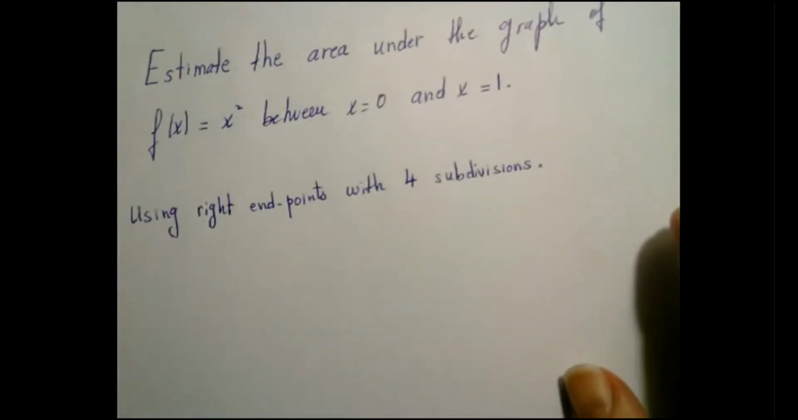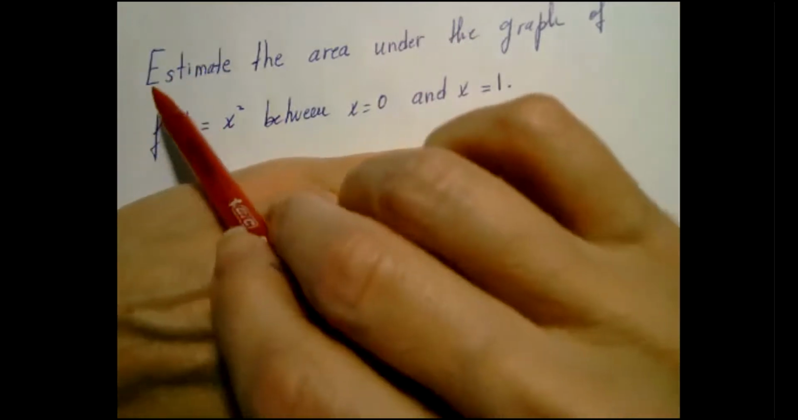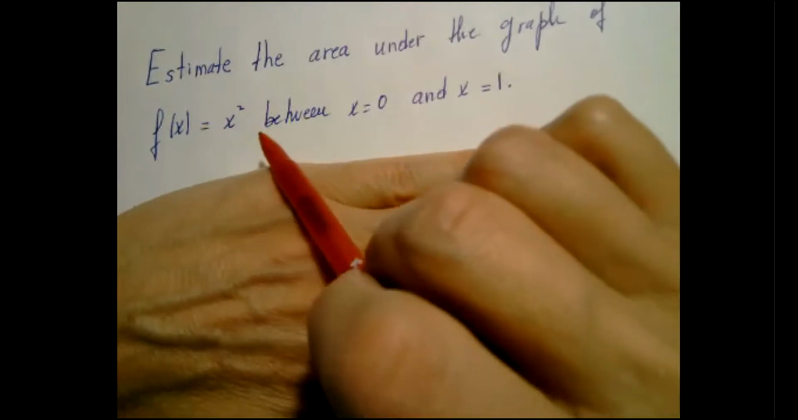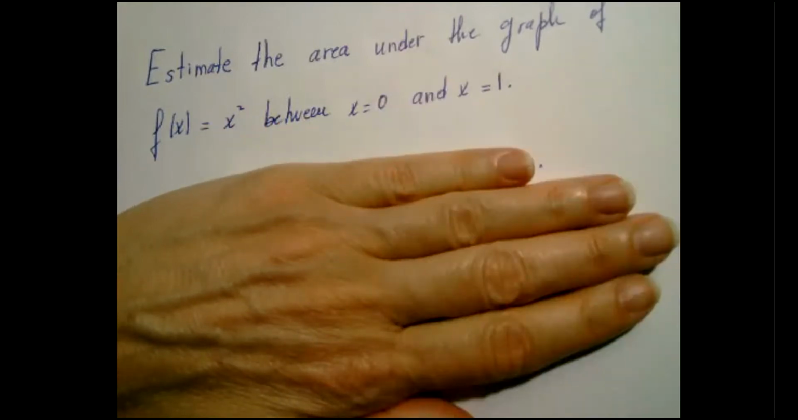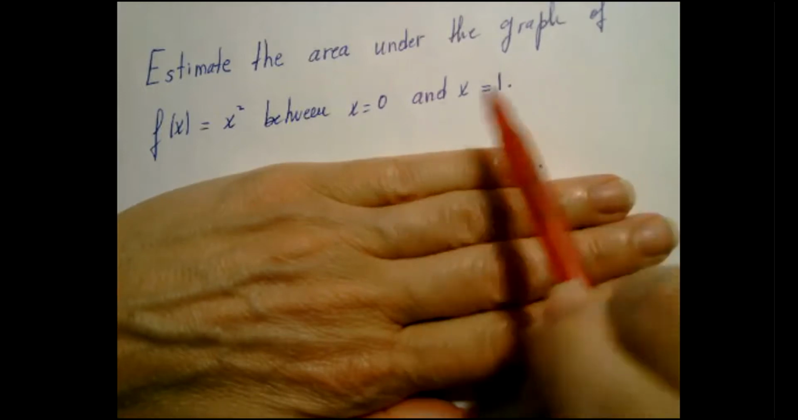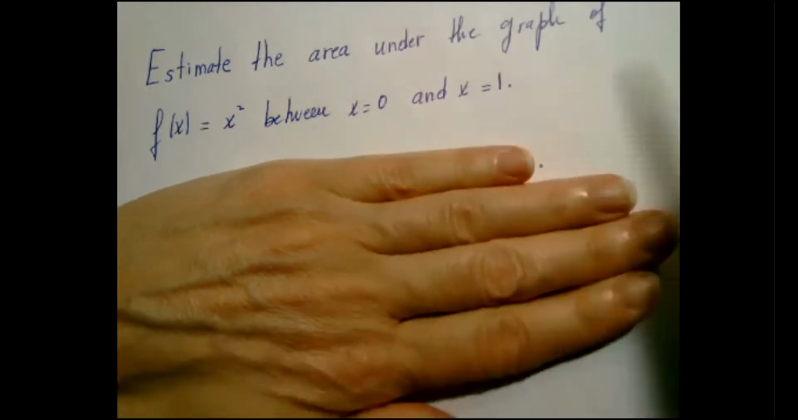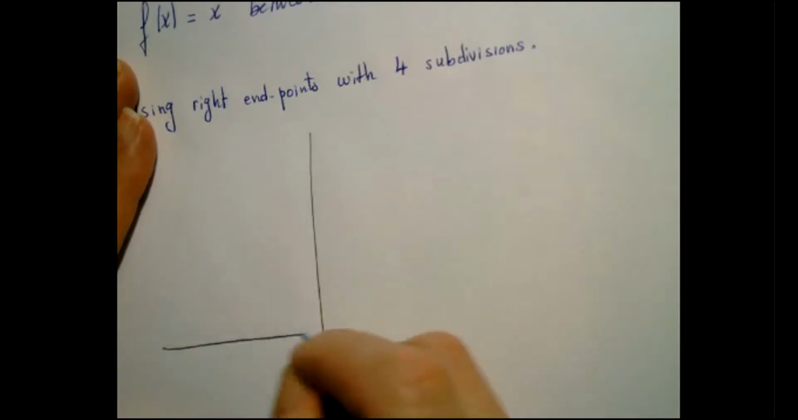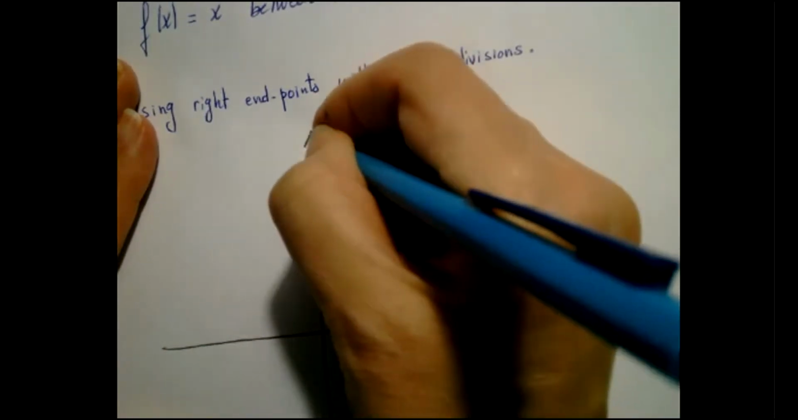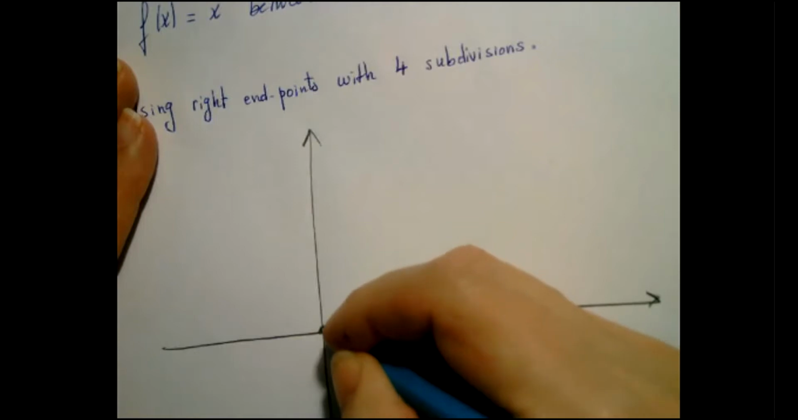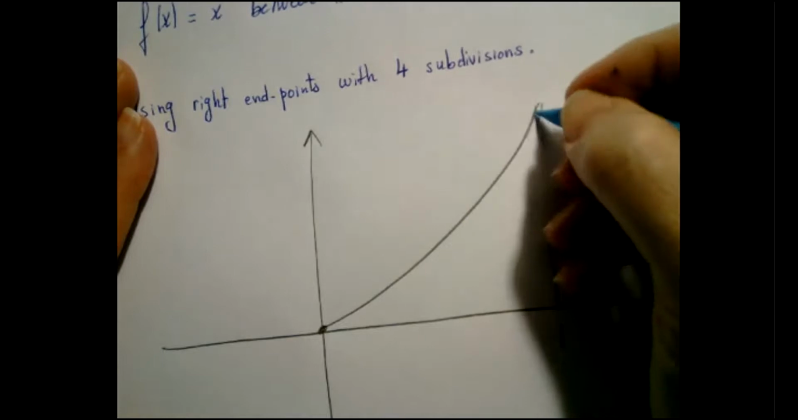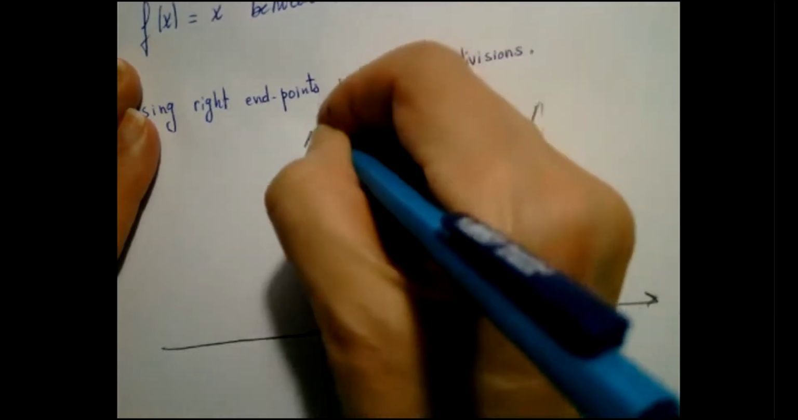So I'm going to take a fairly simple curve. And my question is, estimate the area under the graph of the function f of x equal x squared between x equals 0 and x equal to 1. Okay, so we're going to do the following. So this is my function. I'm going to try to draw it. So that's my function, f of x equal x squared between 0 and 1. This is 1. And that's my function, f of x equal x squared.